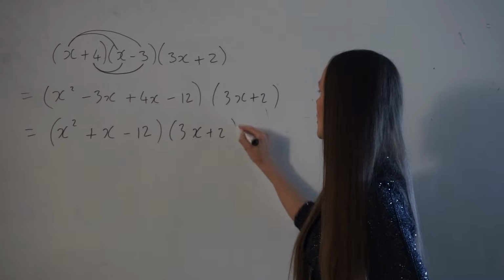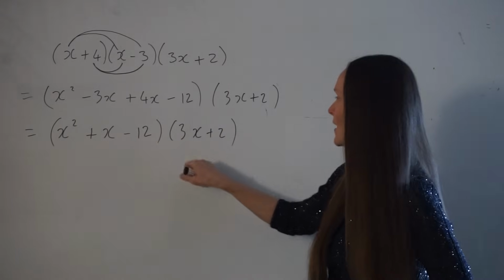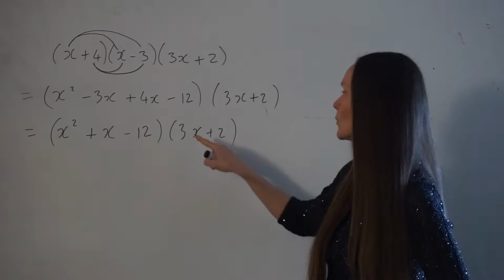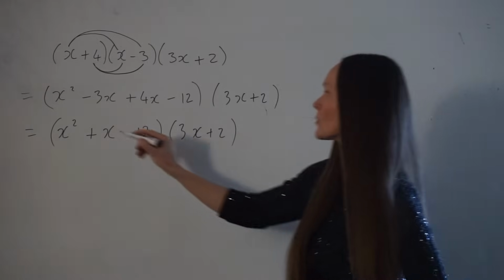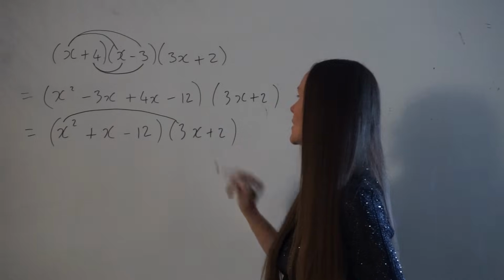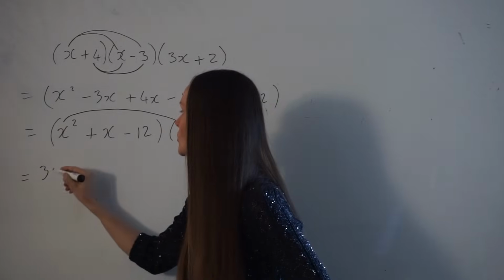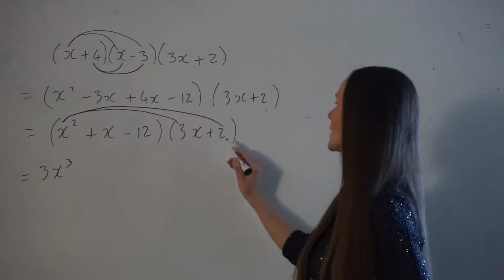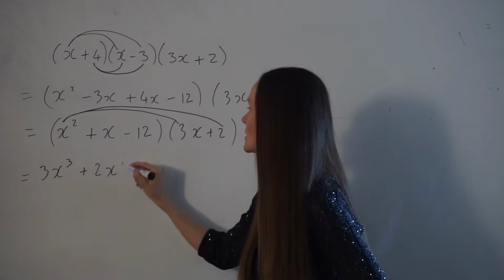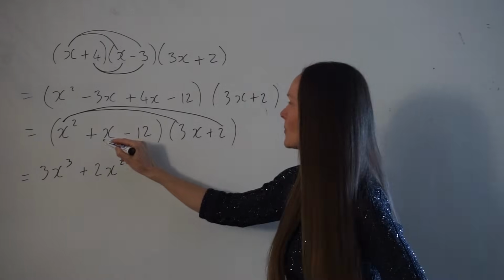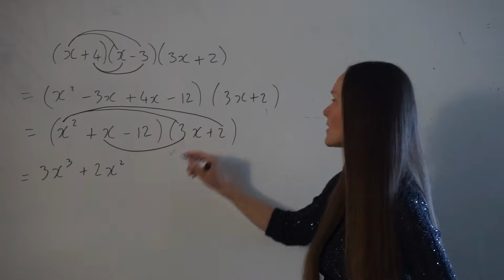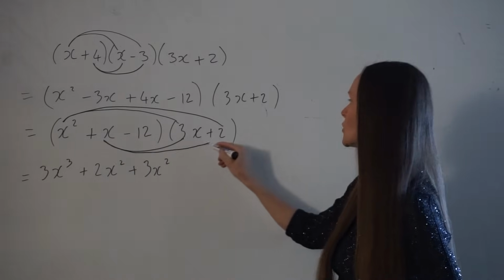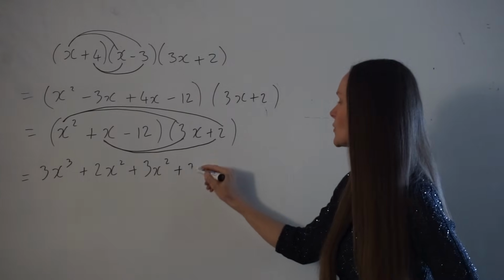Okay, now, when we expand this first bracket with the second bracket, remember you're multiplying every single term in this bracket with every single term in the second bracket, okay? So I'm going to start by multiplying x squared with 3x, so that's 3x cubed. Then I'm going to take that first term again, x squared, and multiply it with 2, so that's positive 2x squared. Then I'm going to take the term here, x, and multiply it with 3x, which is 3x squared. Then we're going to take that same term and multiply it with positive 2, which is positive 2x.